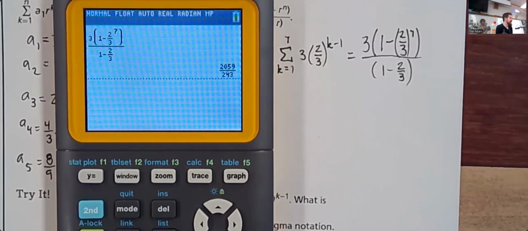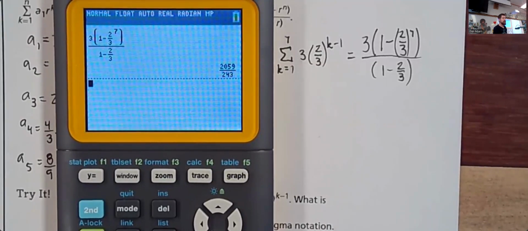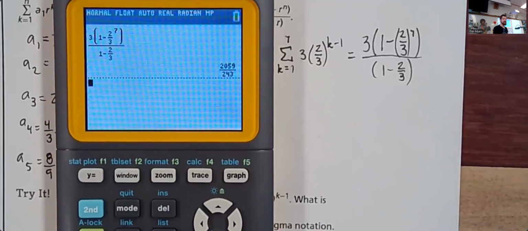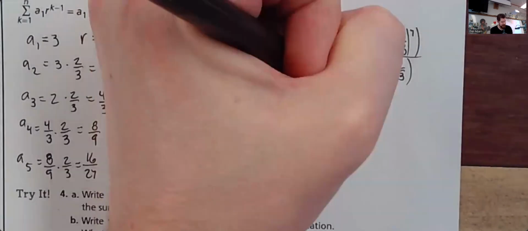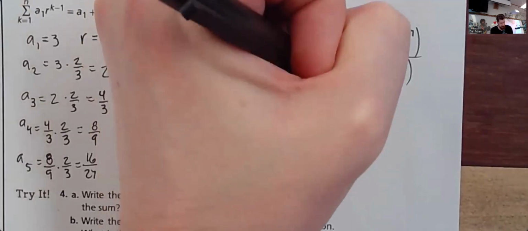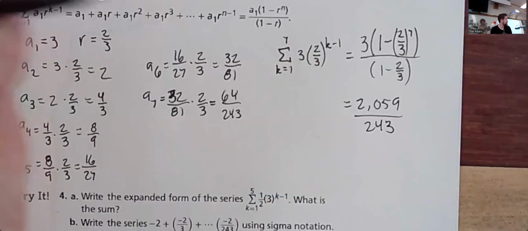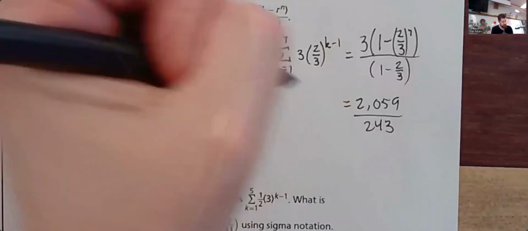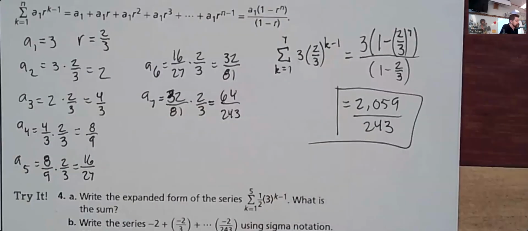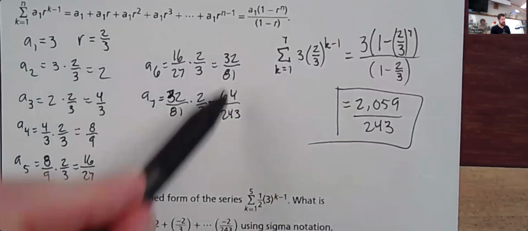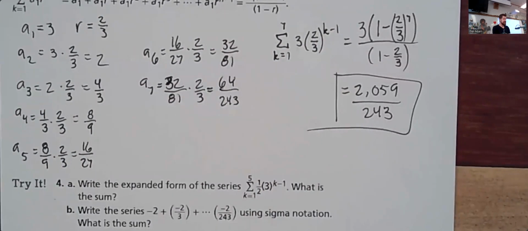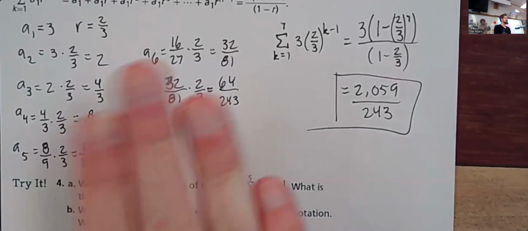So that's what we would get if we added all those 7 values together, a sub 1 through a sub 7. But we don't have to because we can just plug it into the calculator and have it do the work for us. Great. So this is going to equal 2,059 240/3. That's our answer. That's the sum. So we don't have to do all that, ever. We just did it for this first one just to show you how much time you're saving.